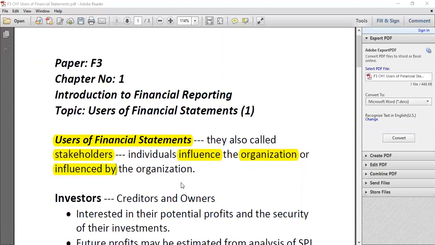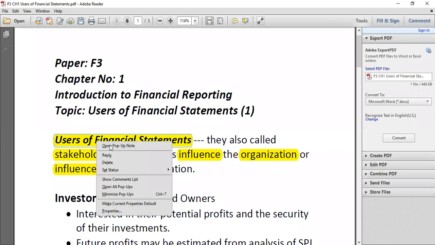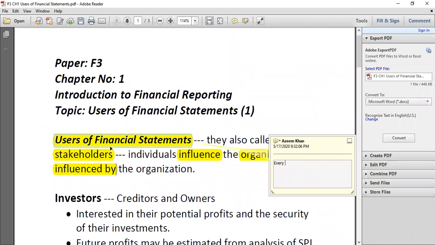Now we have different users of the financial statements, and as we have studied, every user will have its own needs. Now to fulfill those needs, they may use the complete set of financial statements or they may use a specific portion of the financial statements to make their economic decision. So now we are moving to the different users.